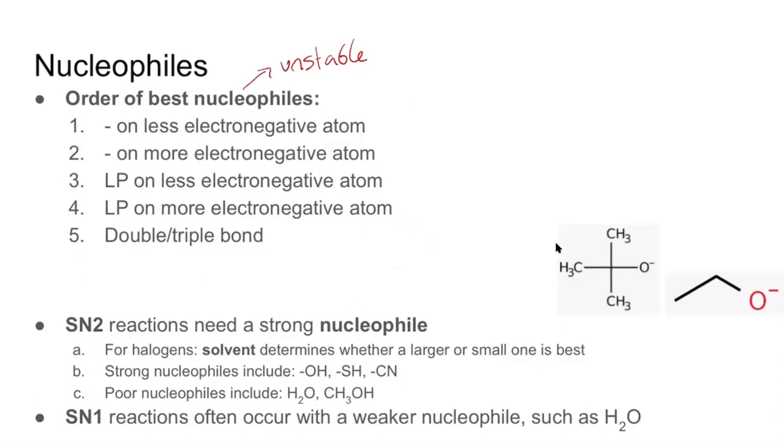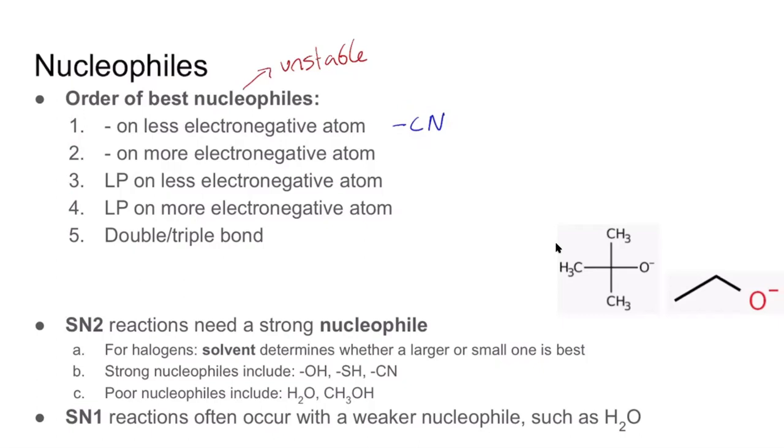So for example, if I were to have a molecule like CN-, where we have the negative charge on the carbon, carbon is a pretty electropositive atom, so it's not going to want to have that negative charge, and it's going to really, really want to attack an electrophile to get rid of the negative charge and form a new bond. So CN- is a very, very good nucleophile, and it's at the top of the list here in terms of best nucleophiles.